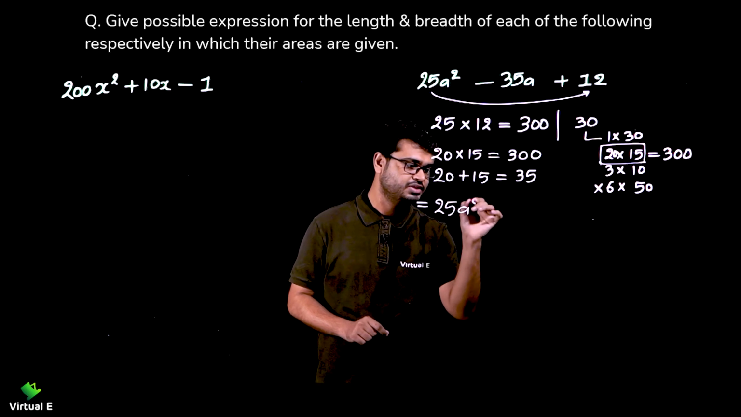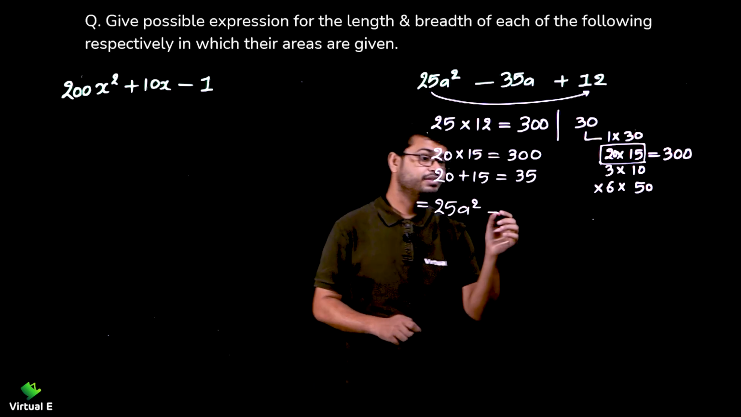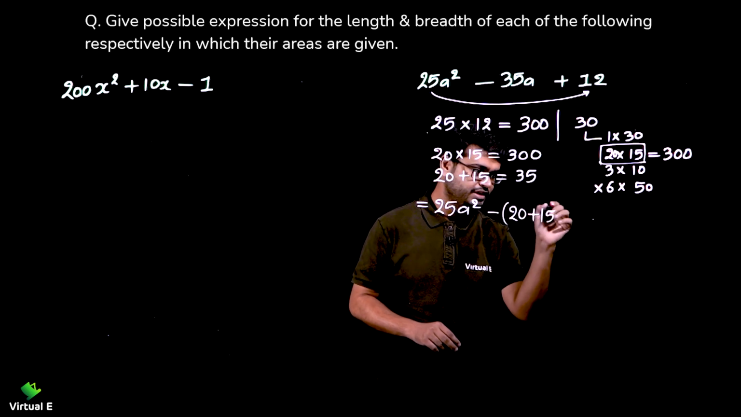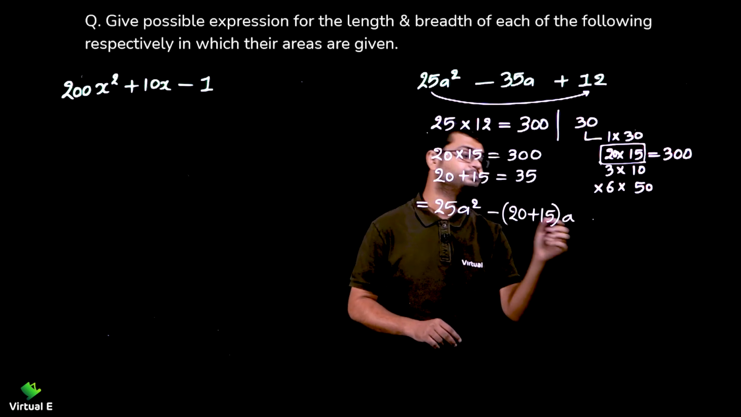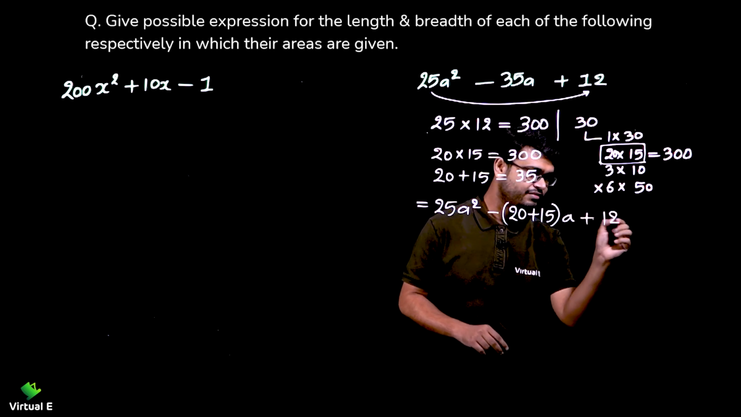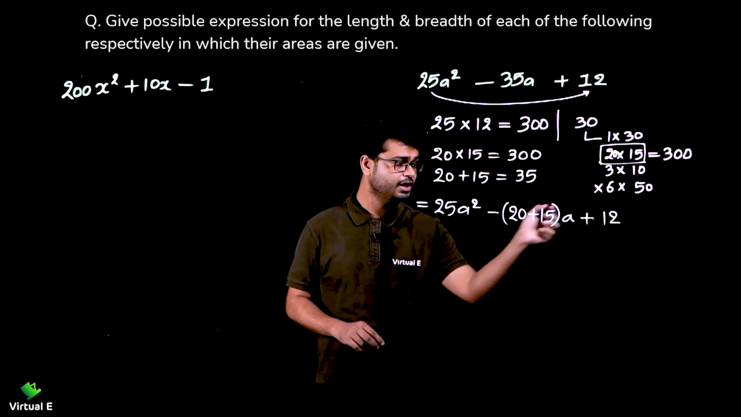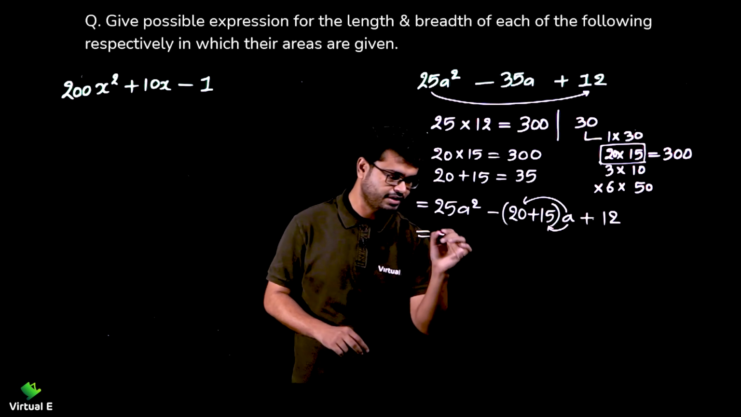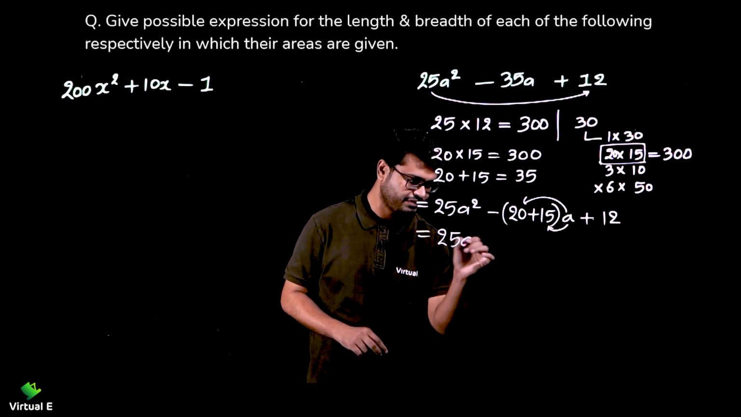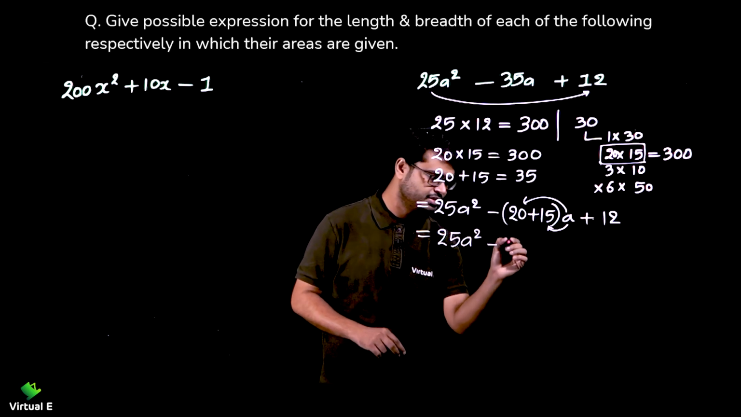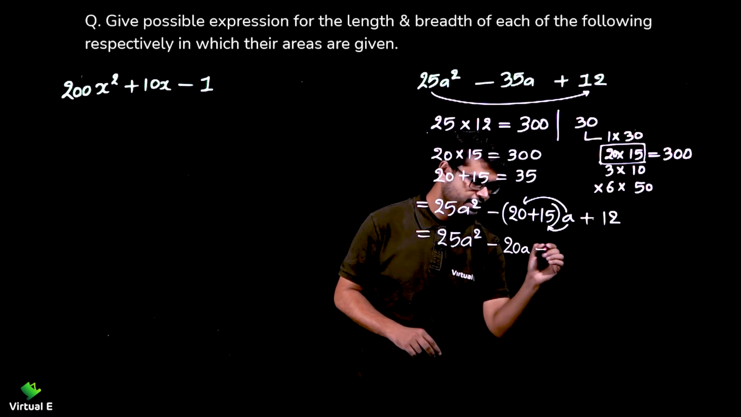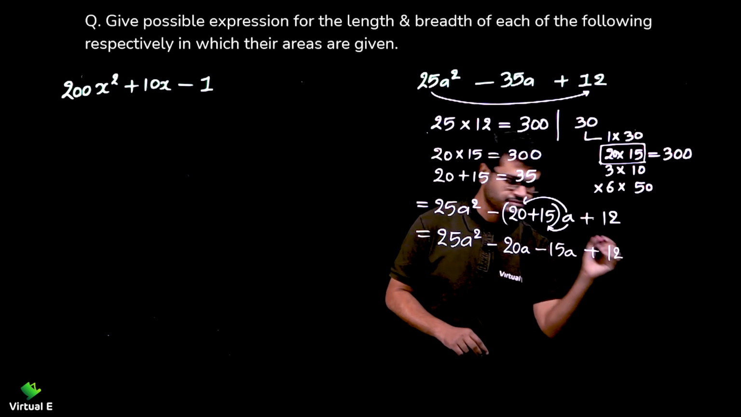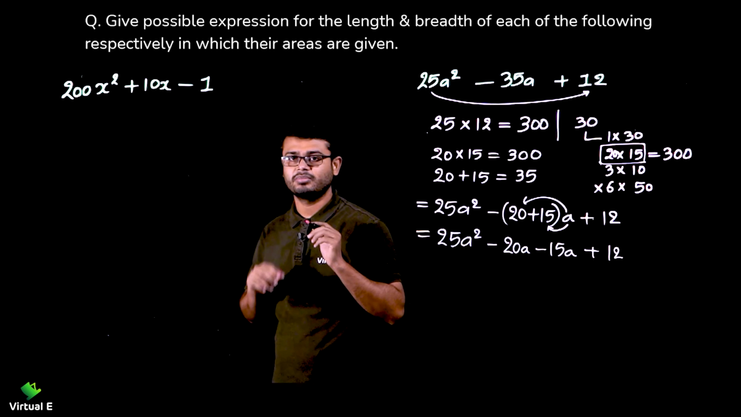25a square minus, instead of 35, what are we going to write? 20 plus 15 into a plus 12. Done. Now let's multiply a with each of them one by one. So 25a square minus 20a minus 15a plus 12. Done. Now let's take the things common.